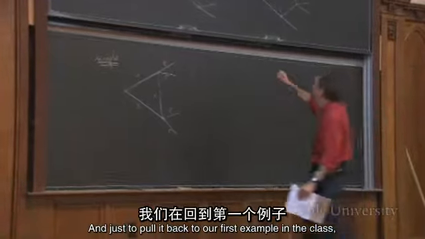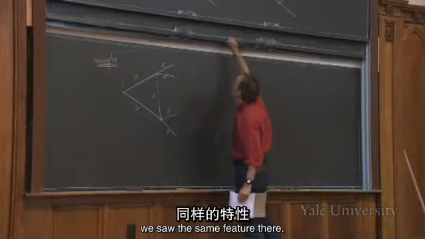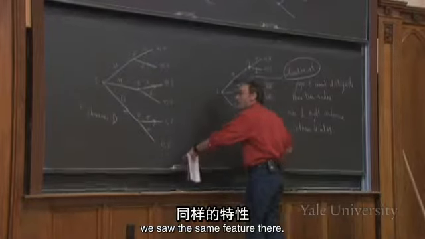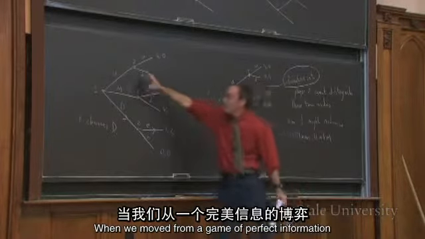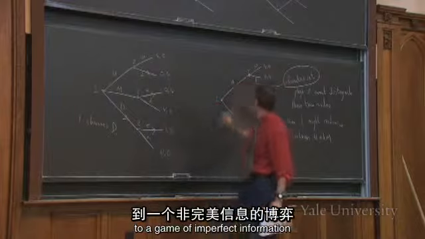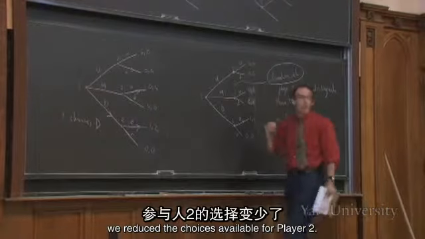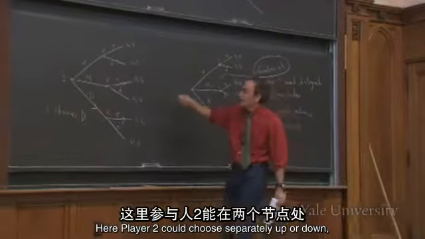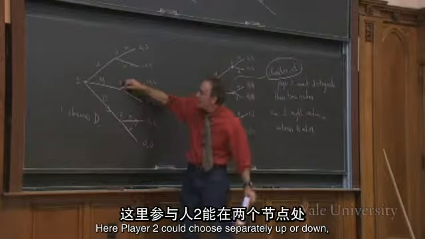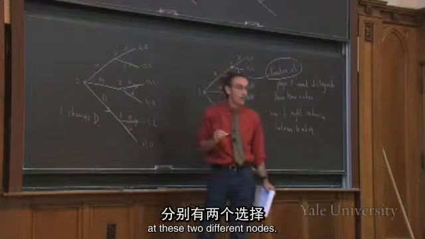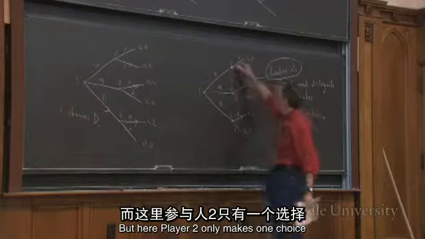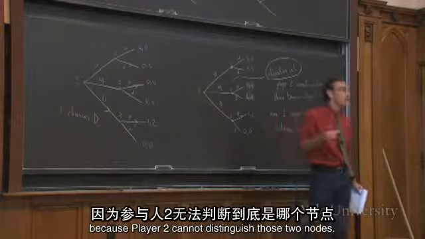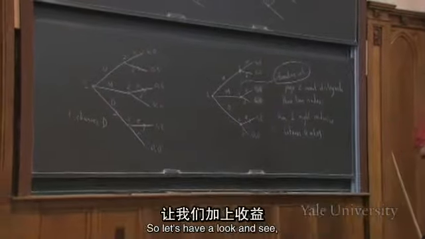And just to pull it back to our first example in the class, we saw the same feature there. When we move from a game of perfect information to a game of imperfect information, we reduce the choices available for player 2. Here, player 2 could choose separately up or down at these two different nodes, but here, player 2 only makes one choice that has to apply to both nodes, because player 2 cannot distinguish those two nodes.